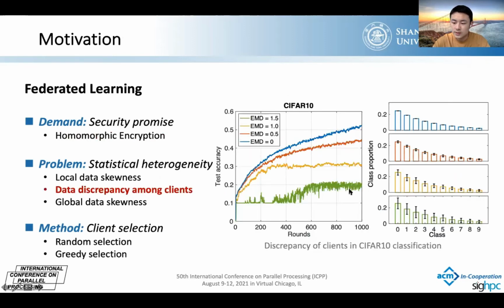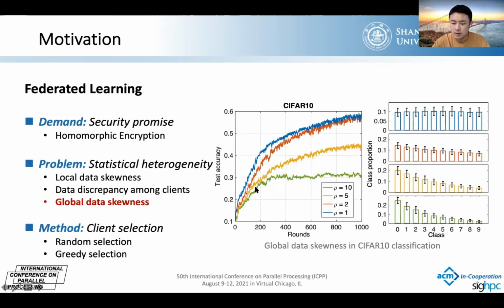As shown in this figure, we use the parameter EMD to evaluate the discrepancy among clients. The larger the data discrepancy among clients, the lower the test accuracy. The global data skewness is also an important factor that degrades the performance of federated learning, because the distribution of participated data in each training run will also be skewed when the global data is skewed like this.